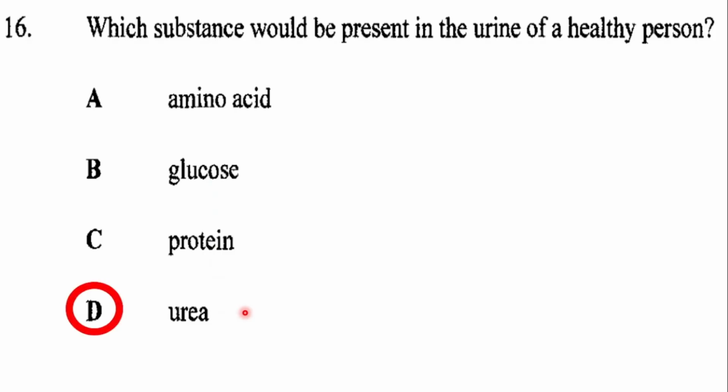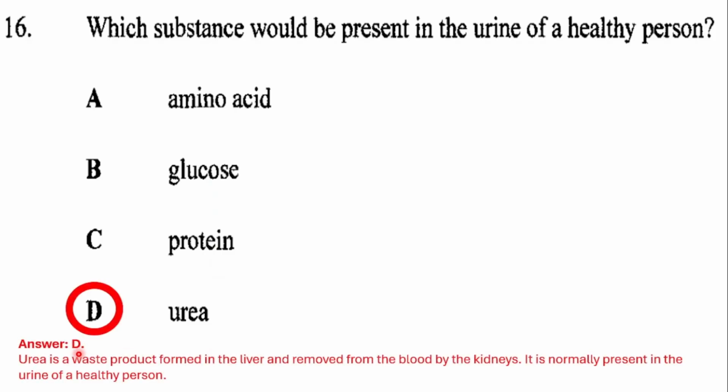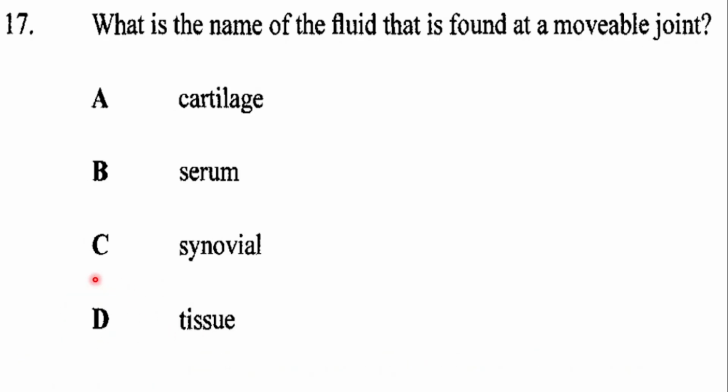The correct answer is definitely going to be D, urea, because urea is a waste product formed in the liver and removed from the blood by the kidneys. It is normally present in the urine of a healthy person. So in the urine of a healthy person, you're definitely going to have urea, and that's going to be D. Let's move on to question number 17.